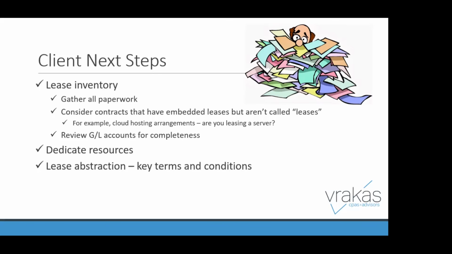Another way for you to get that completeness of your lease inventory is just to review your general ledger accounts, whether it's lease expense or rent expense or something like that, making sure that anything that's hitting those accounts, you feel comfortable that you have the related paperwork and that you're accounting for those correctly. And then once you have that complete lease inventory, doing the lease abstraction, so pulling out those key terms and conditions that we talked about that are necessary for you to determine the correct lease classification.